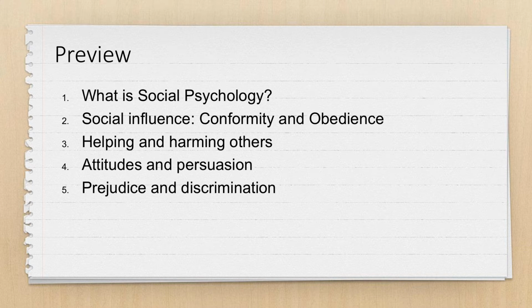In the third section of helping and harming others, we will talk about bystander intervention and prosocial abilities. In the fourth section, we will talk about how attitudes relate to behavior and common and effective persuasion techniques. In the fifth section, we will talk about some of the causes of prejudice and describe methods for combating it.